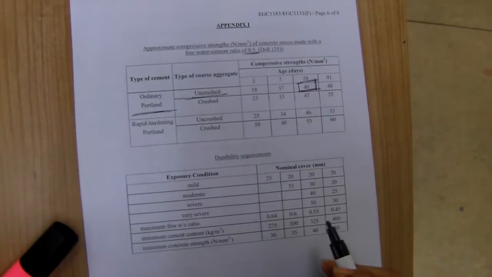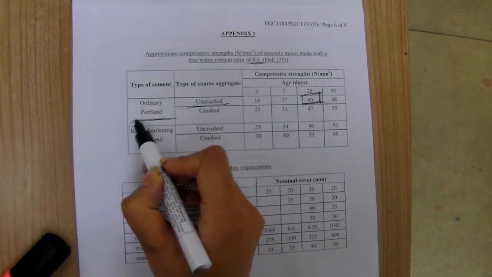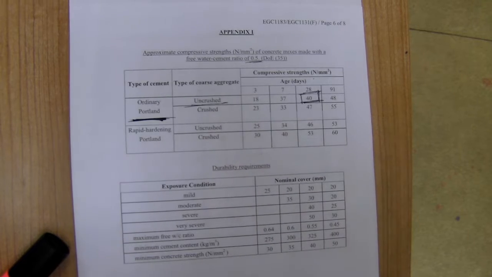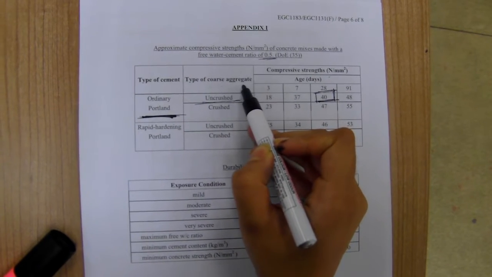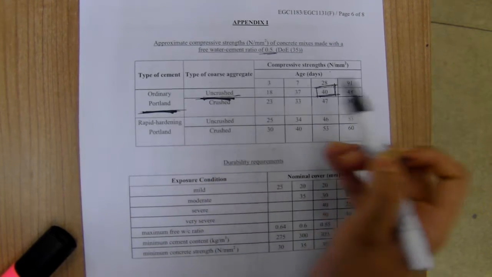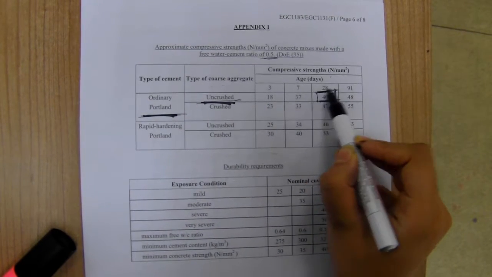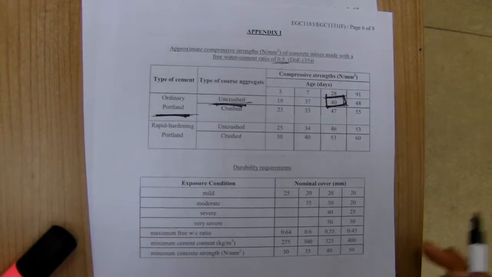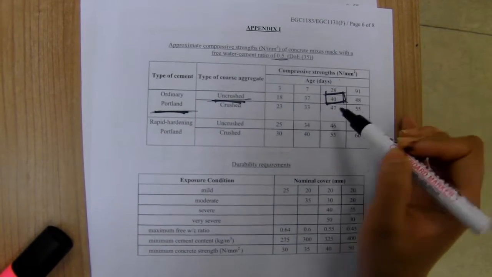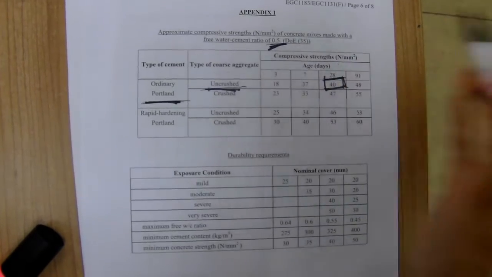First of all, we're going to look at the type of cement that we have. We have ordinary Portland cement. Next, we're going to look at the type of coarse aggregate that we are going to use, which is uncrushed. We're going to look at the strength at 28 days, which is 40 Newton per millimeter cube. And we have to notice that this strength is for the water-cement ratio of 0.5.